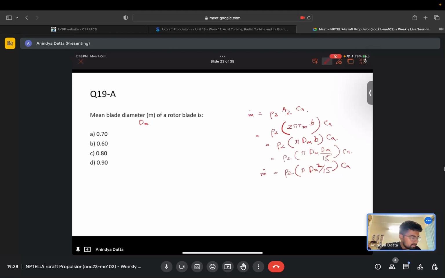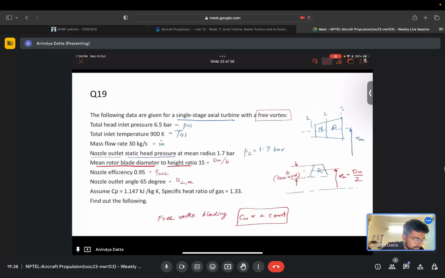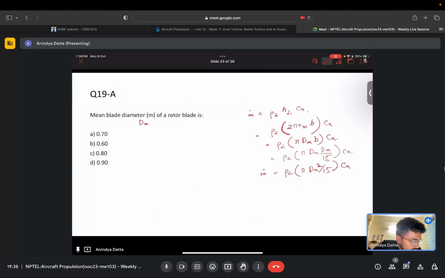So first it is said that the nozzle efficiency is 0.95. Okay, so the nozzle is between 1 and 2. Now, what is the definition of nozzle efficiency? Nozzle efficiency is, if you remember, the actual kinetic energy change divided by the ideal kinetic energy change.